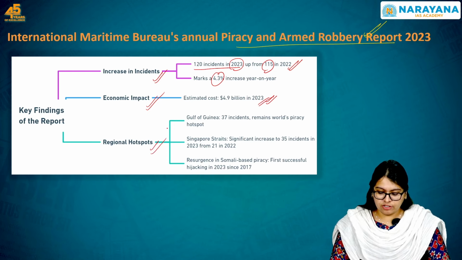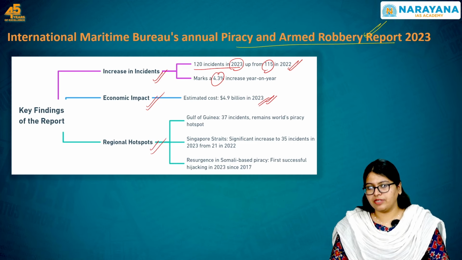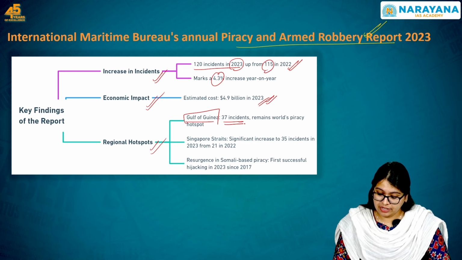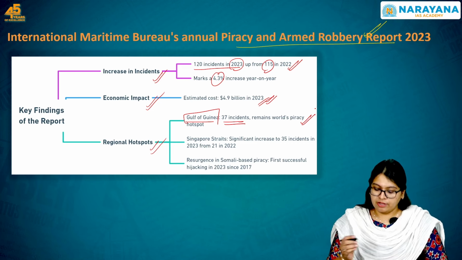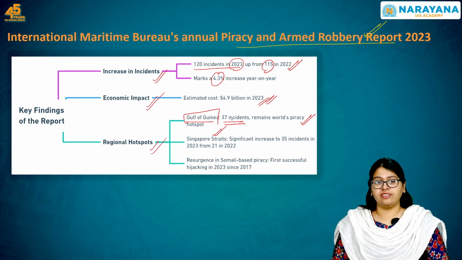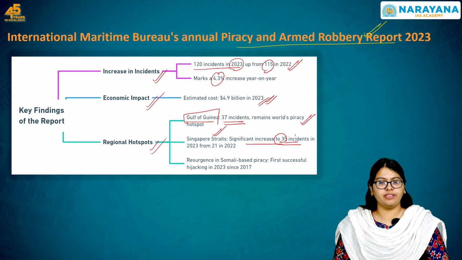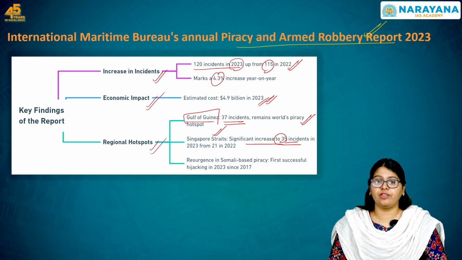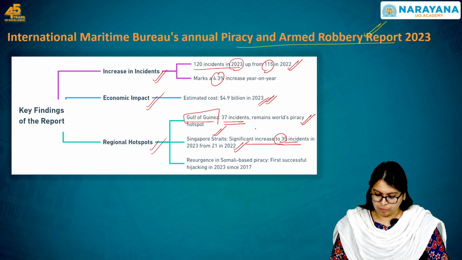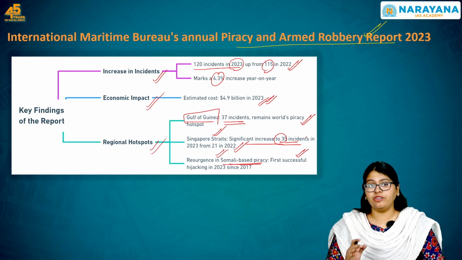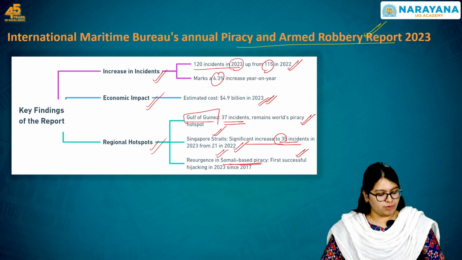Now, if we see the regional hotspots of piracy across the world, the first one is the Gulf of Guinea, where 37 incidents took place, and this remains the world's piracy hotspot. Okay. Followed by that, we have Singapore Straits, that is Strait of Malacca, etc. And there has been a significant increase to 35 incidents in 2023, up from 21 incidents in 2022. Next one, there has been a resurgence in Somali-based piracy. The first successful hijacking took place in 2023, after the period of 2017.